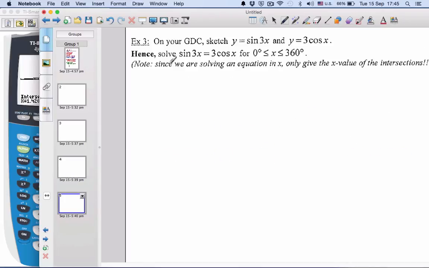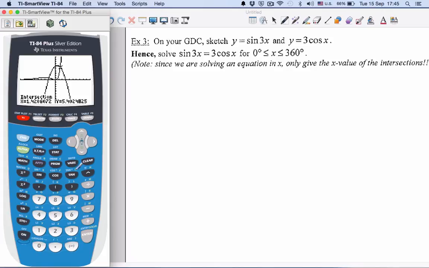Cool. Number 3. On your GDC, sketch y equals sine of 3x and y equals 3 cosine x, and you're going to solve when the sine of 3x is equal to 3 cosine of x. Okay, so let's go over here. I'm going to clear y1 and y2 that we have now. Okay, I'm going to type in sine of 3x and 3 cosine x.